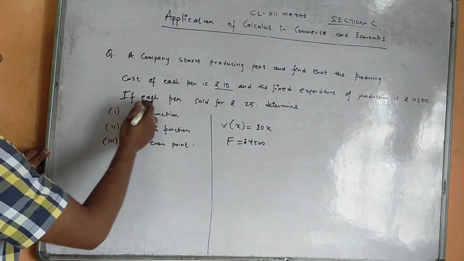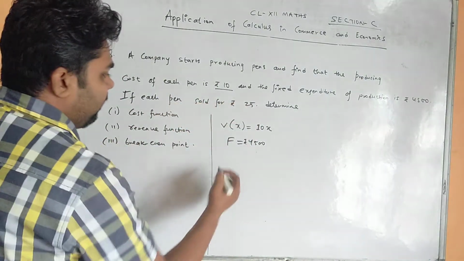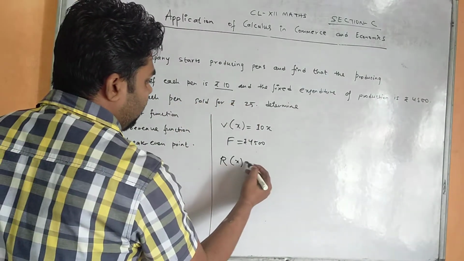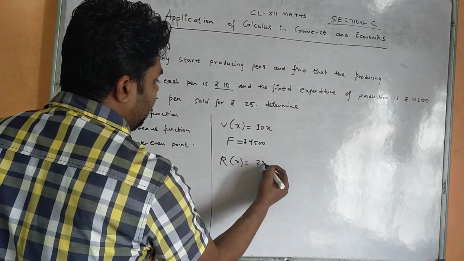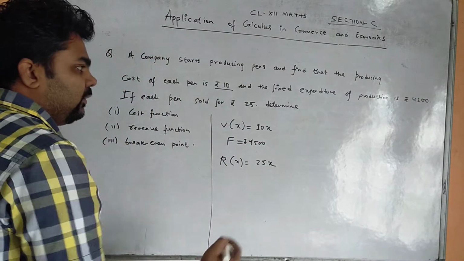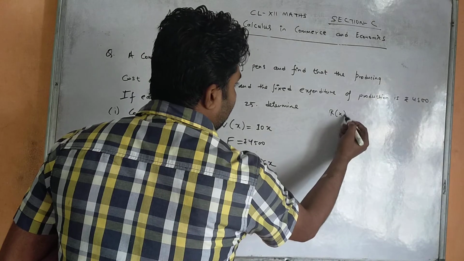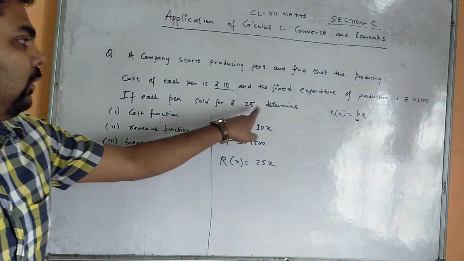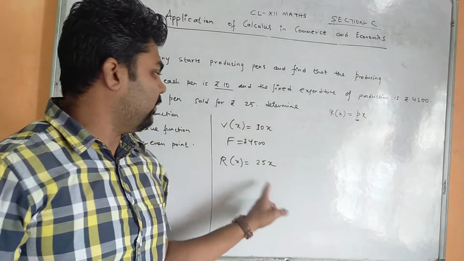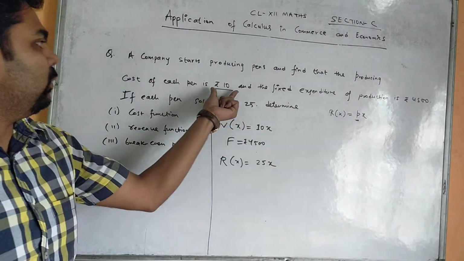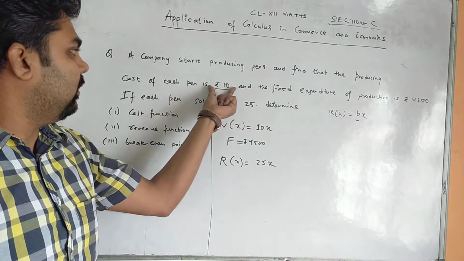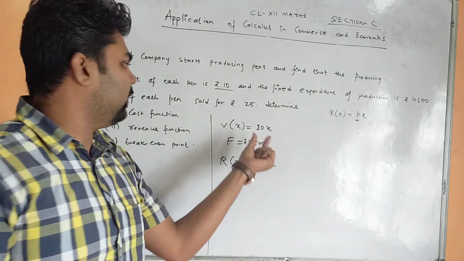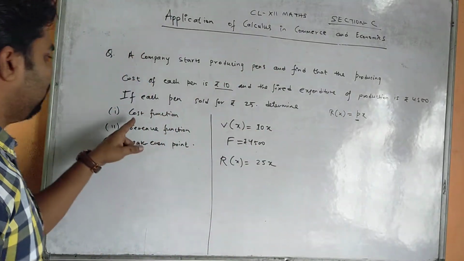Next, if each pen is sold for rupees 25, that means for the revenue function the selling price is 25, that means 25x, because the formula was R(x) equals p times x. What is the selling price here? 25. So how many pens are you selling here? x, that means 25x. Similarly, the cost of producing one pen is what? Rupees 10. So x number of pens will be 10x. Now what do we need to find here?